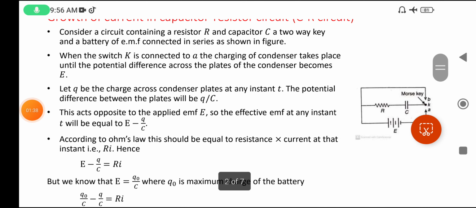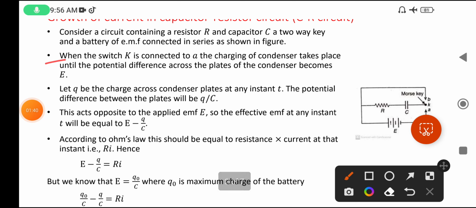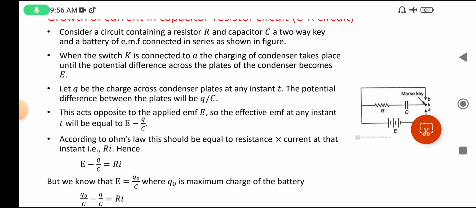Now, when switch K is connected to A, the charging of the condenser takes place until the potential difference across the plates of the condenser becomes E. So when it becomes the maximum voltage, it stores the maximum charge. When K is connected like this, to the downside, discharging takes place.